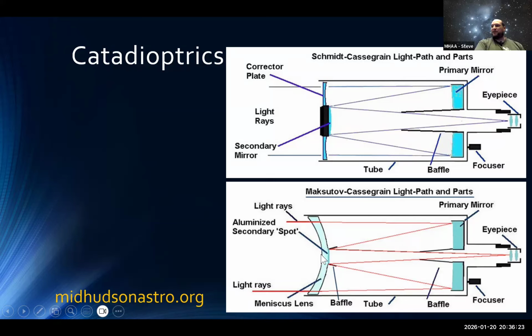The Maksutov, you can see, has a markedly different front lens. In addition to the fact that it's correcting differently because of this very concave shape versus the almost flat corrector plate on the Schmidt-Cassegrain, instead of having a hole in the center of it with a secondary mirror kind of screwed into it, it's actually got an aluminized secondary spot on the back of the glass. And that's what's reflecting back to the back of the scope. But it still has the donut-shaped primary in the back.